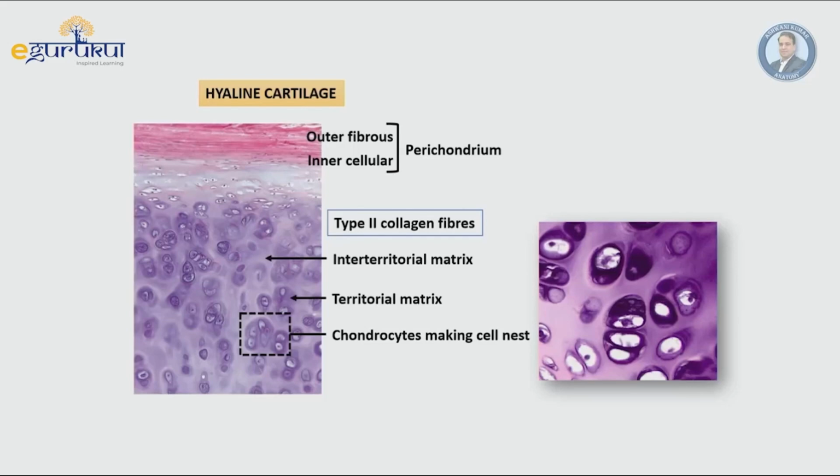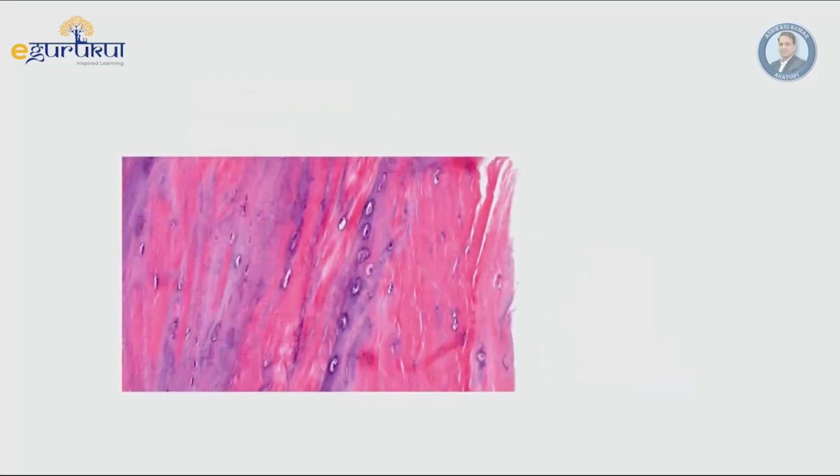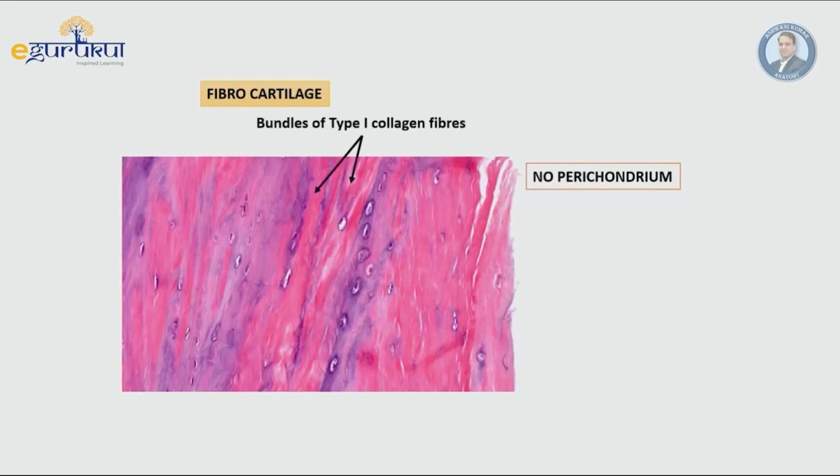Comparing this hyaline cartilage with the next one, now guys, this is a slide of a fibrocartilage. Now, what do you have in the fibrocartilage? First of all, the important feature to be noticed in the fibrocartilage, which separates it from the elastic and hyaline, is that there is no perichondrium. There's no perichondrium present in the fibrocartilage. The bundle of collagen fiber here predominantly is type 1 collagen fiber. We do have type 2 as well here, but it's mainly the type 1 collagen fiber, which is the predominant collagen fiber in case of the fibrocartilage.